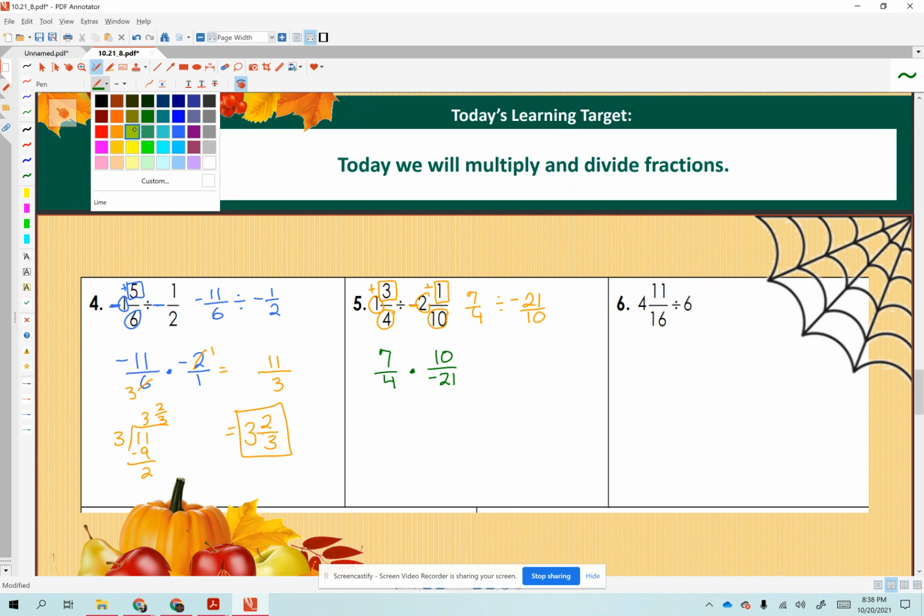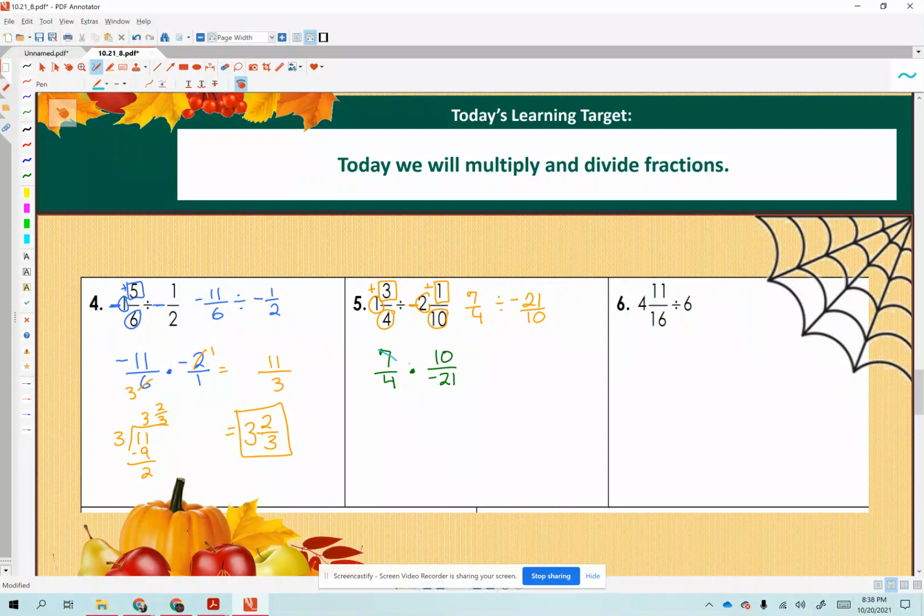And right away, I can see that 7 and 21, 7 is a factor of 21, so I can divide. 7 divided by 7 is 1. 21 divided by 7 is 3, and I still have a negative sign here. 4 divided by 2 is 2, and 10 divided by 2 is 5. So these smaller numbers will be much, much easier for me to handle. So 5 times 1 is 5. 2 times 3 is 6. And remember, it's a positive times a negative. So that would be negative 5/6.